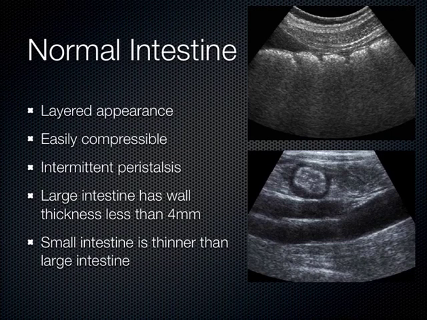Normal intestine kind of looks like this. It's got a layered appearance, it's easily compressible, and it should intermittently peristalse. And the large intestine's wall is less than 4 millimeters, and small intestine, everybody argues about it, but it's less than 4 millimeters also, probably closer to being less than 3 millimeters, but it's definitely thinner than the large intestine is. And just keep in mind that on ultrasound, the colon has that typical haustra, and that right hemicolon is usually filled with stool and gas, whereas the left hemicolon is usually found in a somewhat contracted condition.